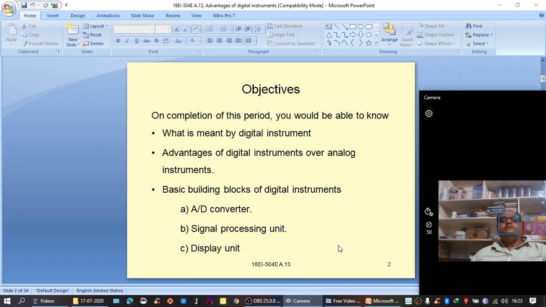On completion of this period, we will know what a digital instrument is, what the advantages of digital instruments are, and what the basic building blocks of a digital instrument are, that is A to D converter, signal processing unit, and display unit.